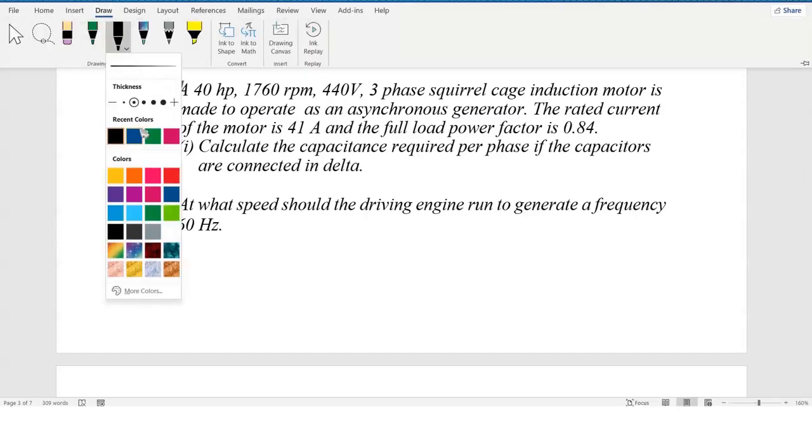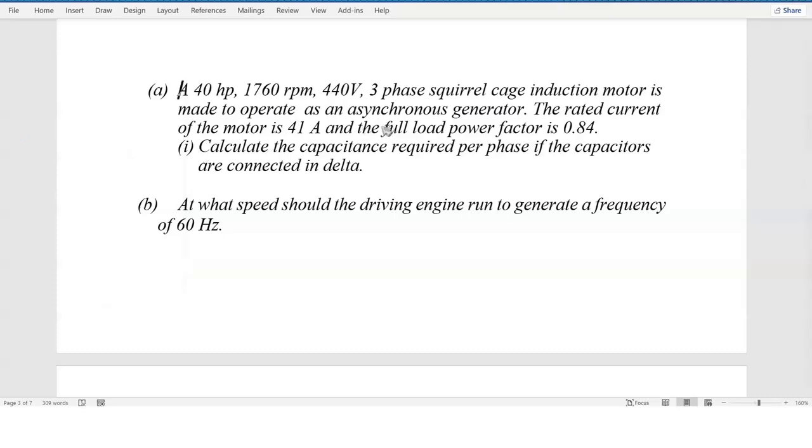Now we are told that we have an induction motor, but we want it to operate as a generator. So when it is to operate as a generator, we must get a prime mover that is going to move faster than, or ahead of, the synchronous speed of the rotating magnetic field of the stator. Now, the rated current of the motor is this, and the load power factor is this.